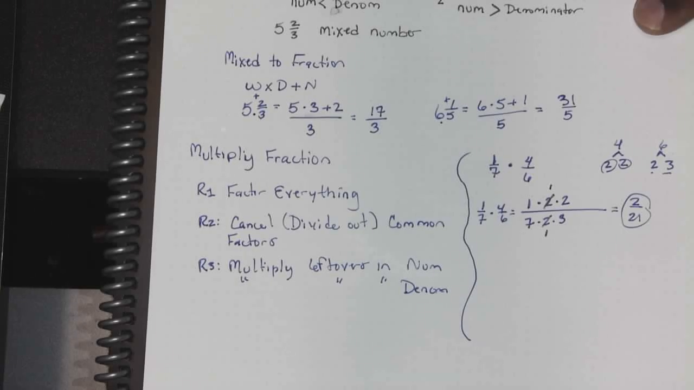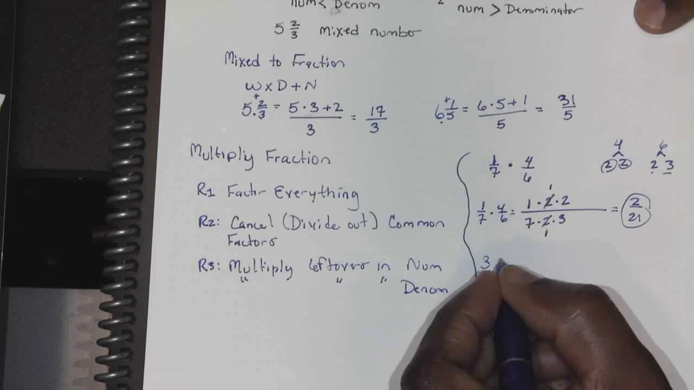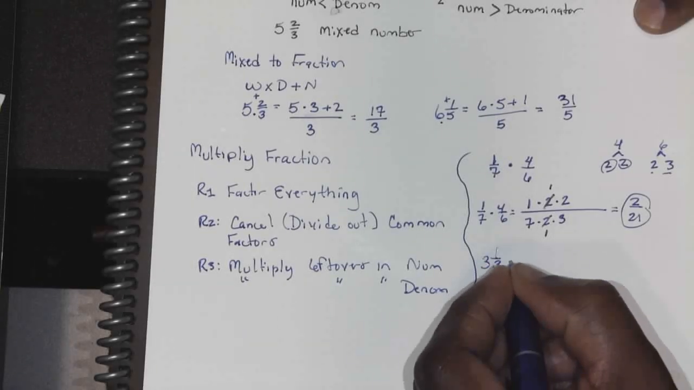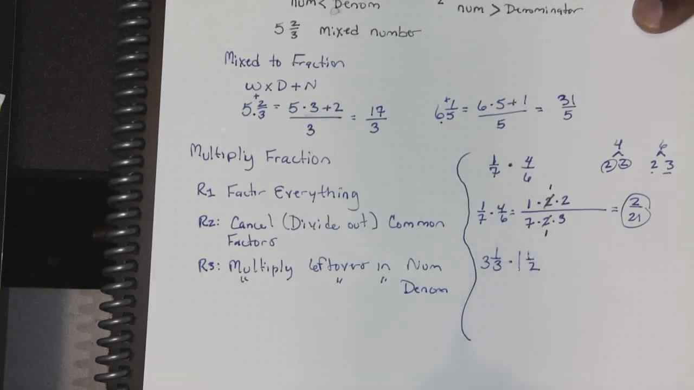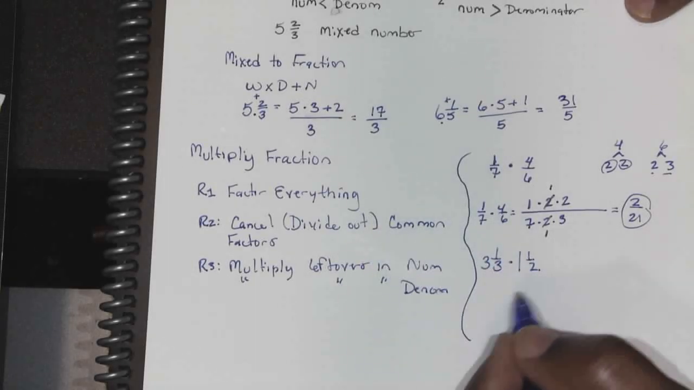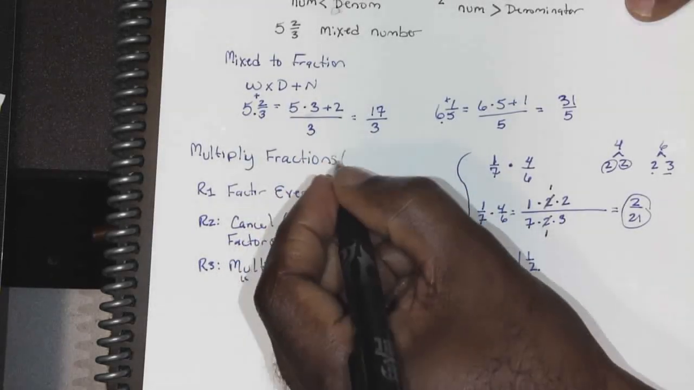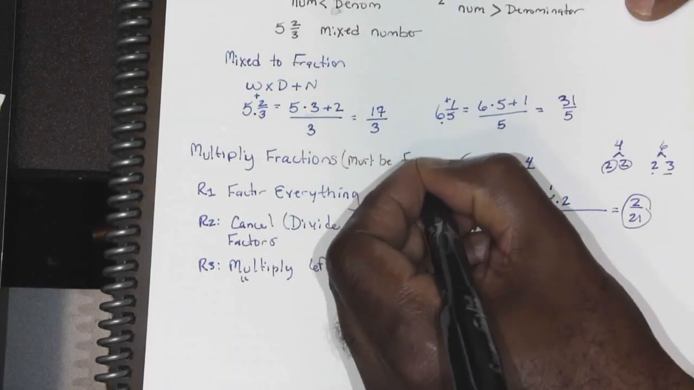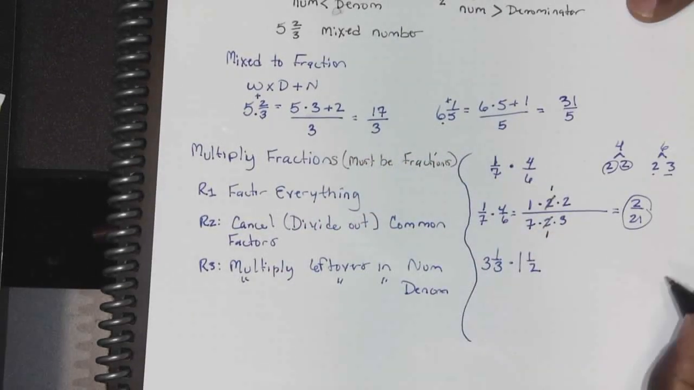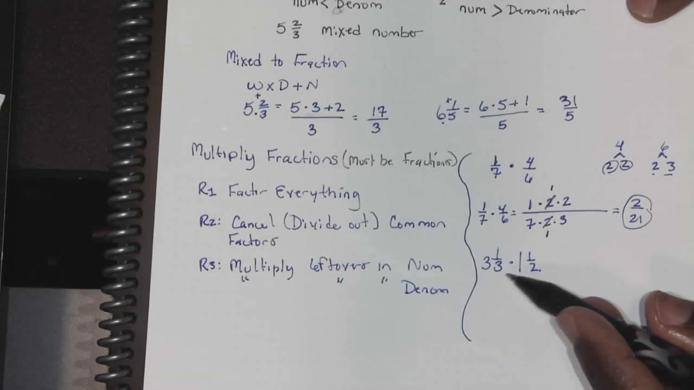All right. So let's do 3 1/3 times 1 1/2. All right. Now, before we move forward, beside where it says multiply fractions, I should put an S on that. Multiply fractions. I want you to put beside it: must be fractions. When you multiply fractions, both of them got to be fractions. Right now they are not. They got fractions in them, but they're not fractions.